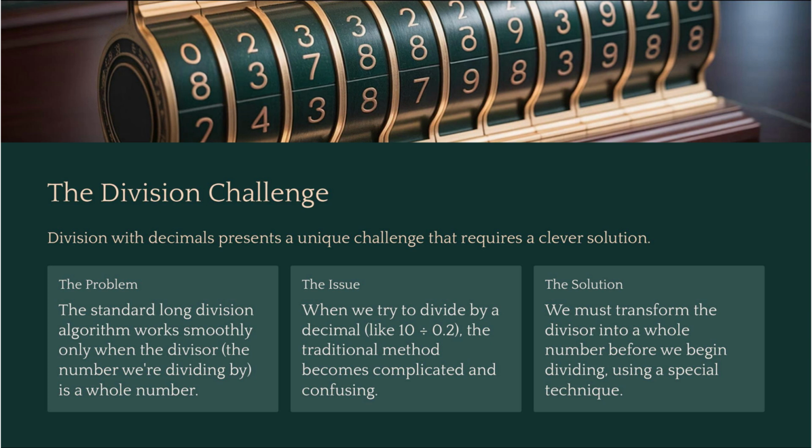The trickiest operation is dividing decimals. The standard long division algorithm only works when the number you are dividing by, the divisor, is a whole number. If you try to divide by a decimal like 0.2, the process gets confusing. So our main objective is always to eliminate the decimal in the divisor before we start dividing.